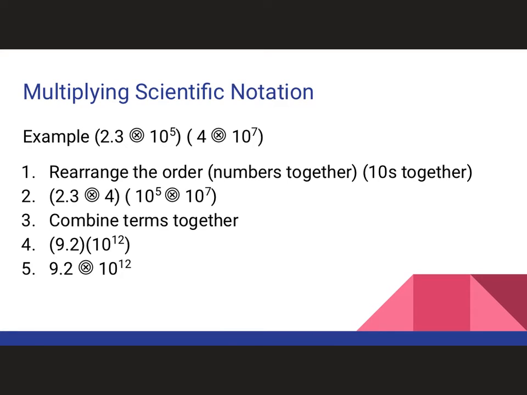Alright, so we're going to be going over how to multiply scientific notations together, and then later in this video how to divide them. But first thing is, what is scientific notation? Scientific notation is written like 3 times 10 to the third.